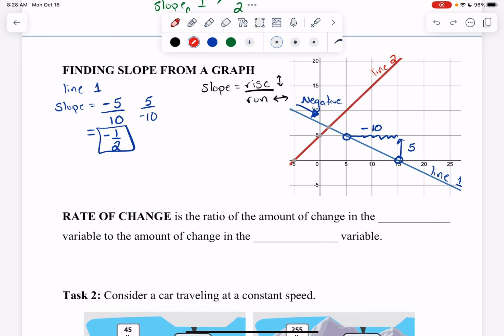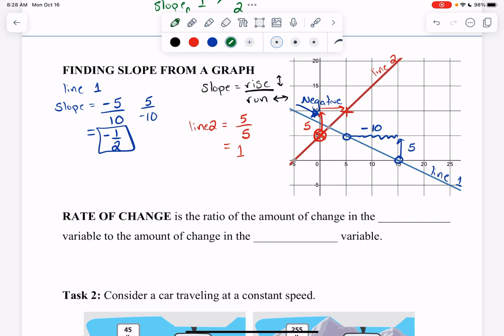Now let's compare it to the slope of the red line, line 2. Okay, so again, we find two nice points. This right here is a nice point, 0, 0. Up 5. Oh, and this one here is pretty nice too. So to get from here, my rise, I go up 5. Rise is 5. My run, I go over also 5. And 5 over 5 is 1.